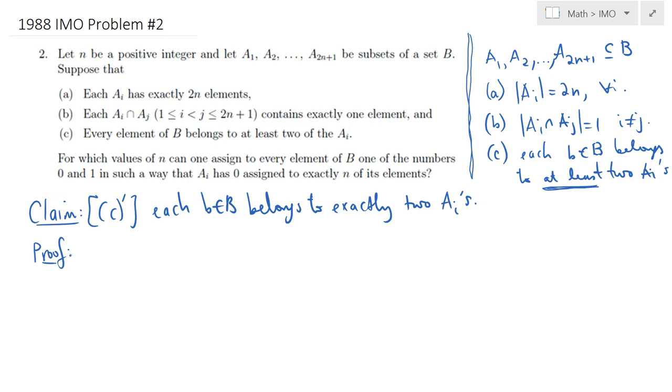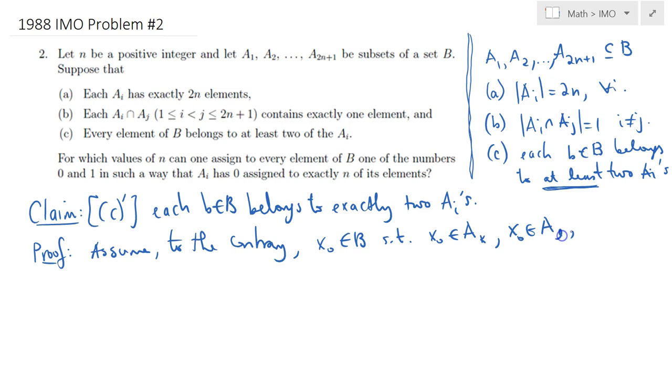But okay, so let's assume to the contrary that there exists an element x sub 0 in B such that x sub 0 is an element of A sub k. Similarly, x sub 0 is an element of A sub L, and x sub 0 is an element of A sub M. So it belongs to three sets, not only two. So let's see if we can find a contradiction from here.